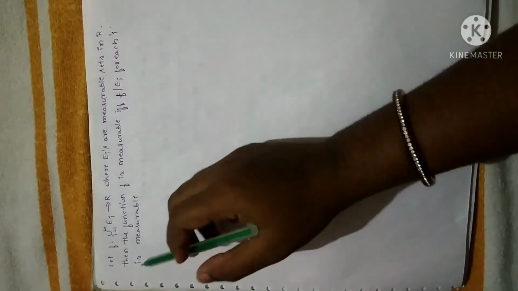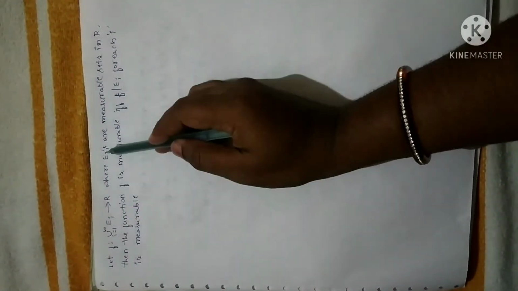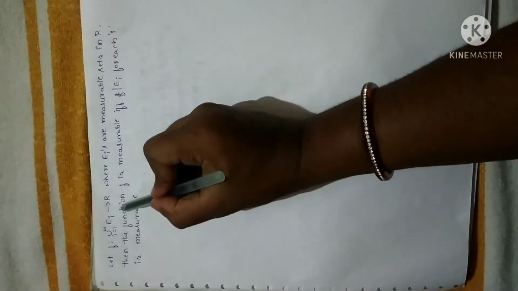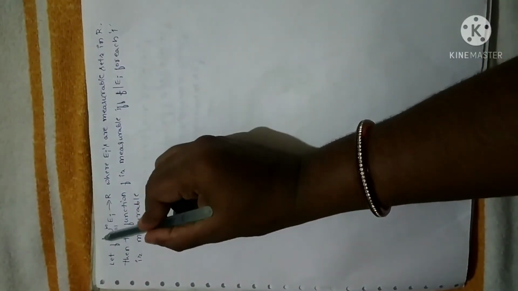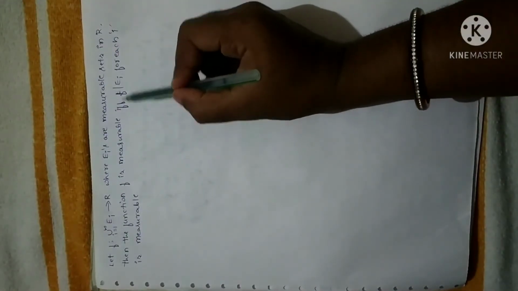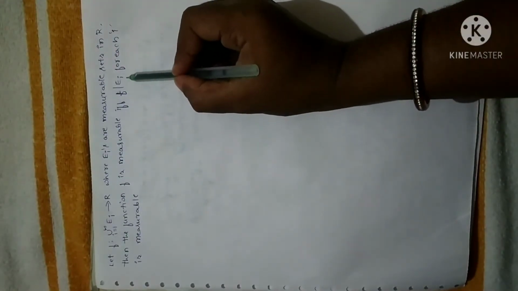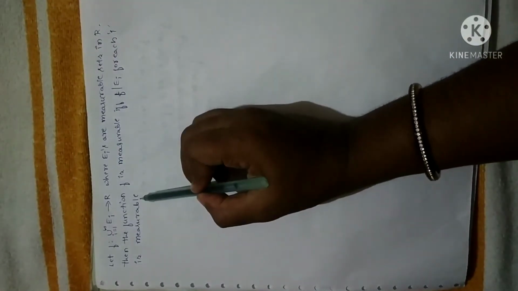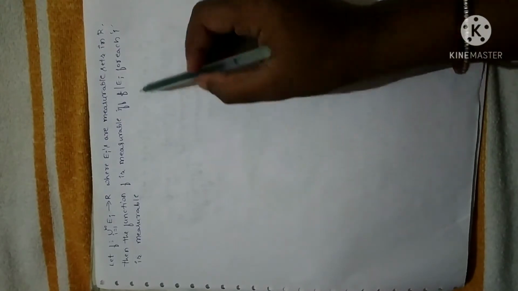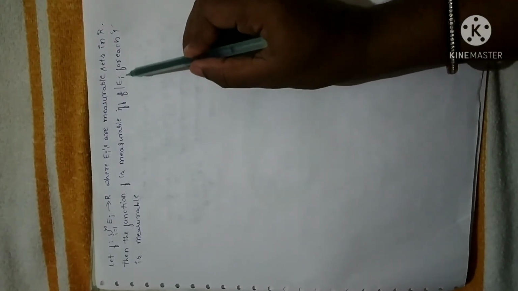Here is the next theorem. A function f is defined from the union over i equal to 1 to infinity, that is a countable union of Ei, where the Ei's are measurable sets. So it is clearly given Ei is a measurable set and the function is defined from the measurable set Ei to R. Then the function f is measurable if and only if f restricted to Ei for each i is also measurable. So it is a generalized case of the previous theorem.